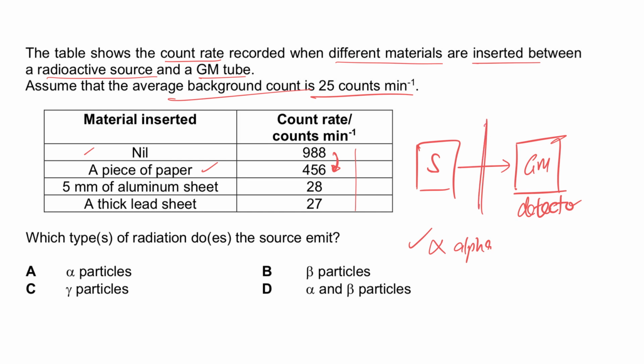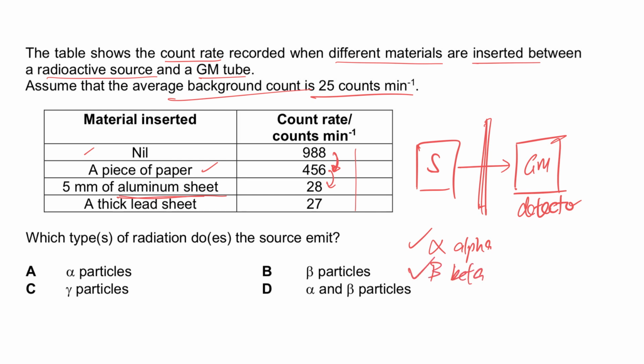Next, if you were to replace this paper with 5 mm of aluminum sheet, you learn from your theory that aluminum sheet can block beta. Of course it can block beta, and definitely can block alpha also. So since there is a drop from 456 to 28, that means there is presence of beta emission.